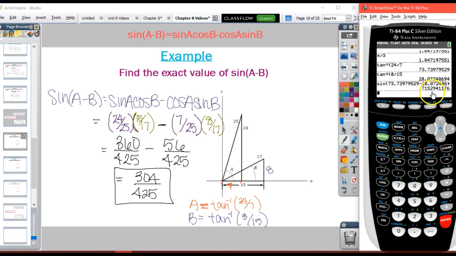to be 0.715. Well, I can compare that to my exact ratio here, which is 304 divided by 425, which ends up being the exact same ratio. So that's one way that you could verify that, yes, this is correct.